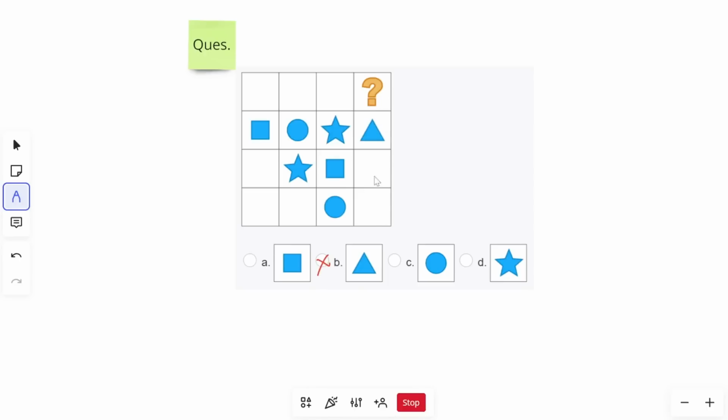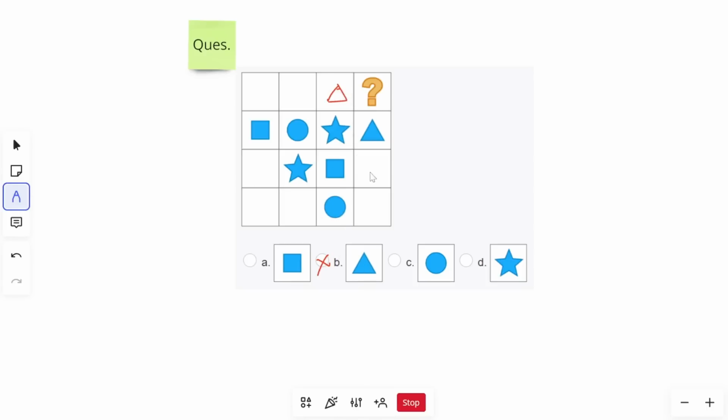Because triangle is already coming once in this row, right? Now directly we cannot think of what will come in place of the question mark. For that we need to fill some other empty boxes. Let's try to fill this empty box. In this column, star, square and circle are already coming, so only one option is left, which is triangle. So triangle will come here, right? In this way we can also say that triangle was already eliminated for us, so that is fine.